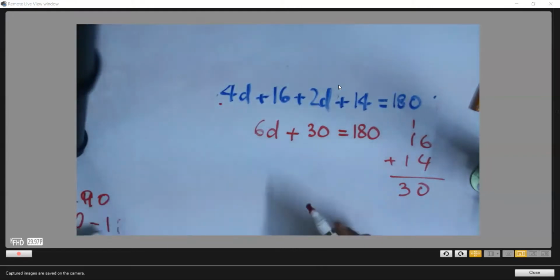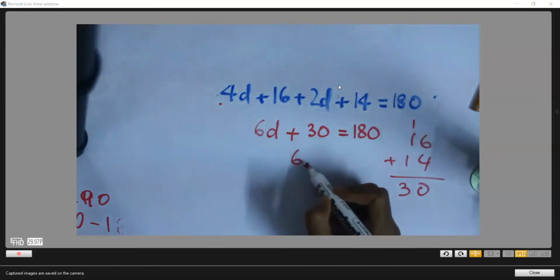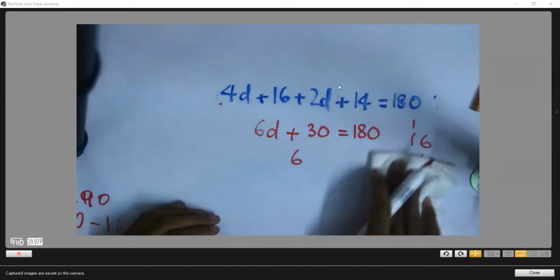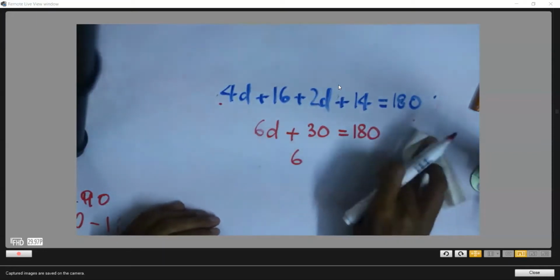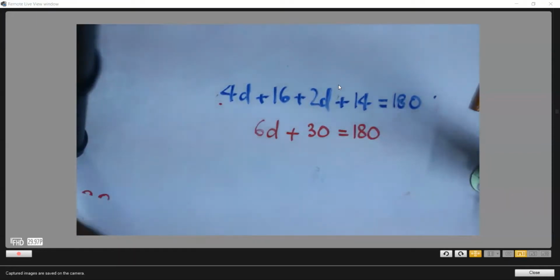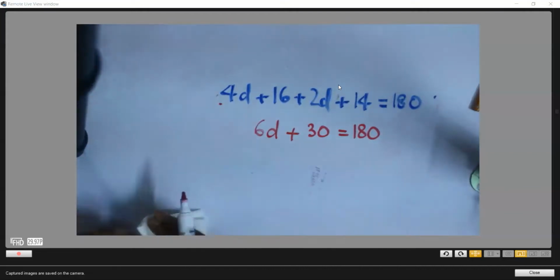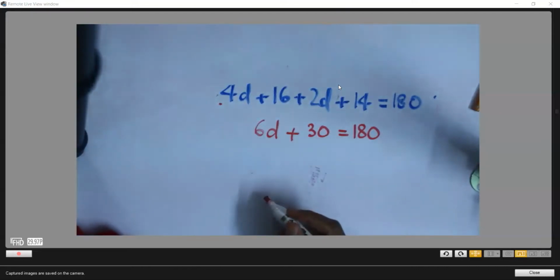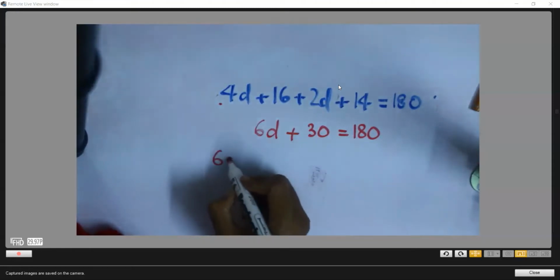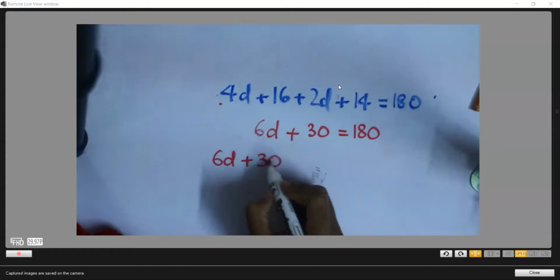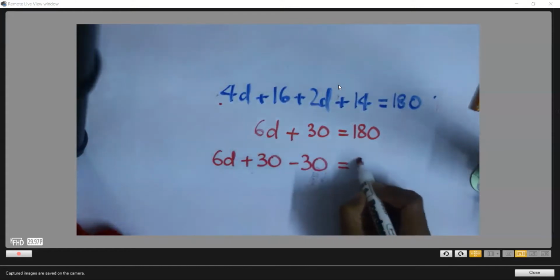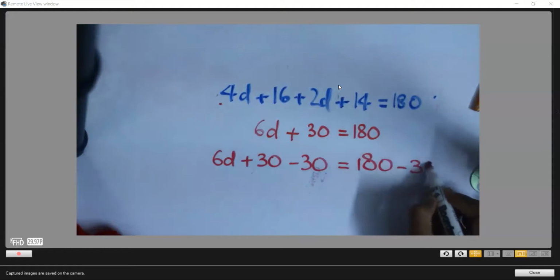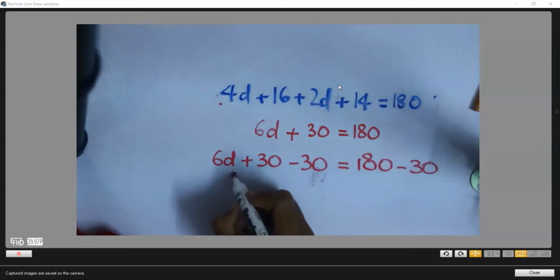Teacher, next should be 6D equals 180 divided by 30. Beta, you guys need practice with algebraic expressions. The problem is not geometry. Teacher, sorry, we will take 30 to the other side and we will subtract. We want to get rid of 30, right? So I will do it this way. Plus 30 minus 30 cancel.